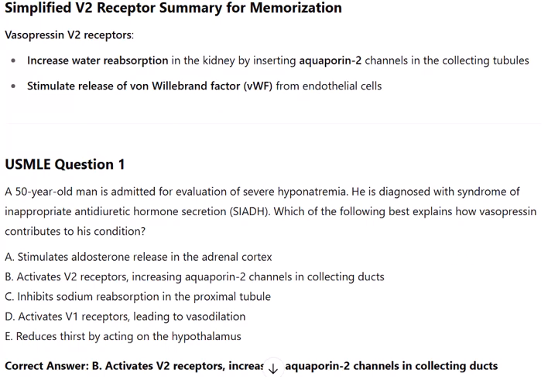Vasopressin V2 receptors increase water reabsorption in the kidney by inserting aquaporin 2 channels in the collecting tubules, and stimulate release of von Willebrand factor, VWF, from endothelial cells. Question 1.